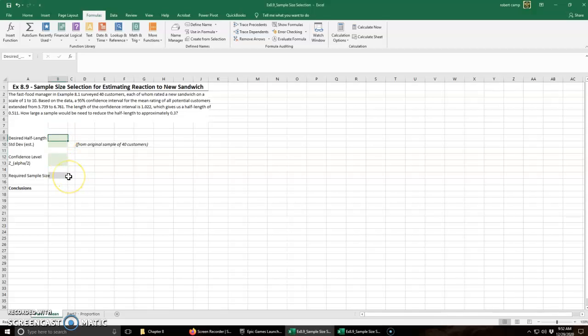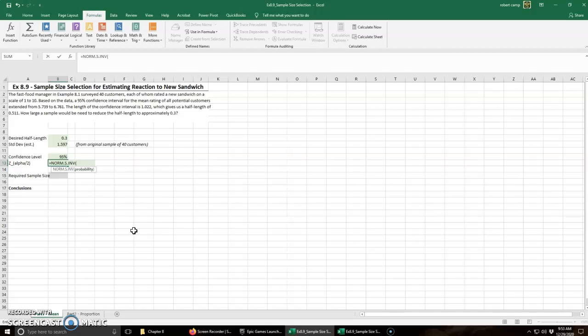Our desired half length is going to be 0.3. If we go back to the original problem, 1.597 is the standard deviation of the sample. We have a confidence level of 95%. Now we have to calculate our z-value, so we're going to assume normally distributed data.